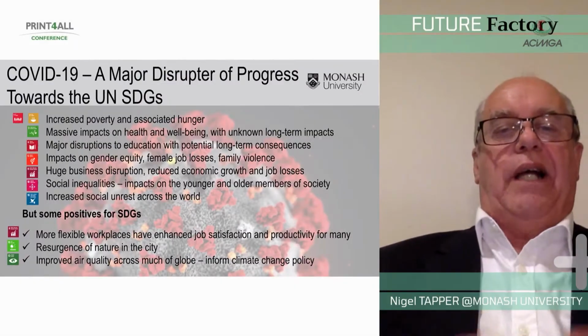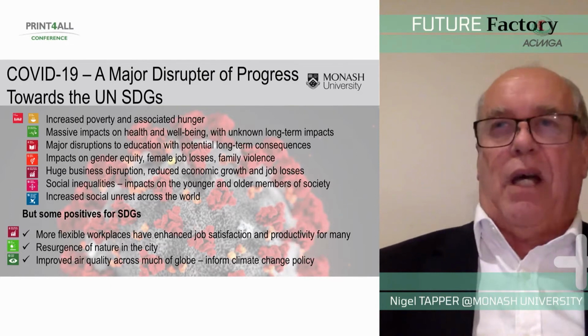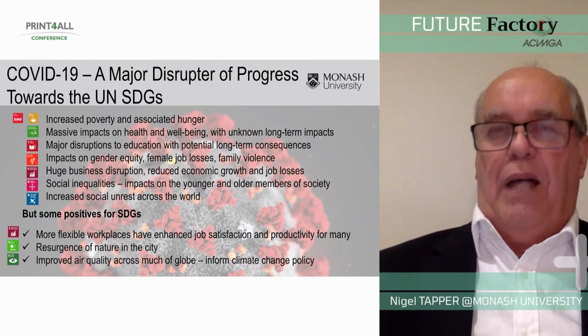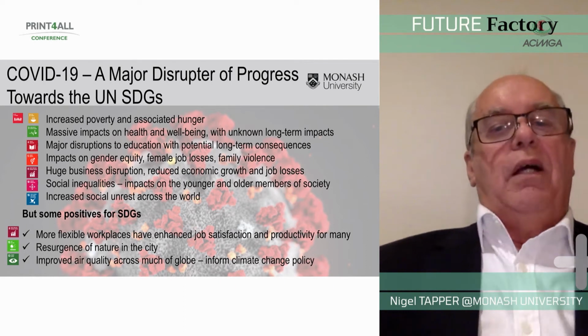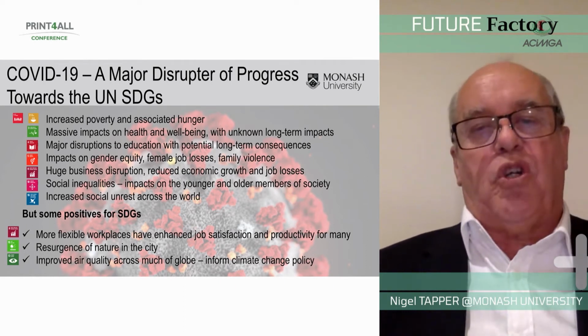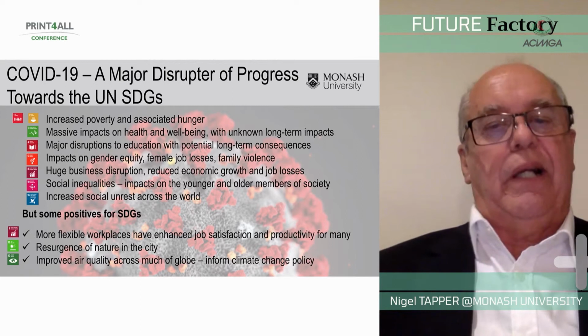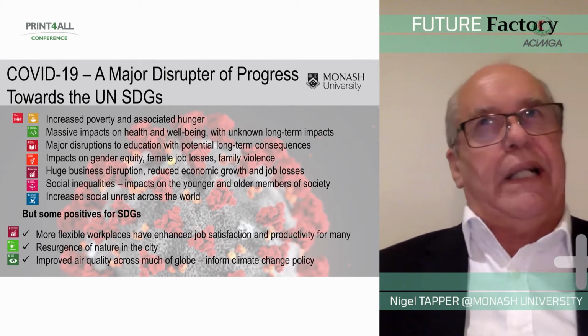Yes, and we were very lucky in Australia in the sense that we were nowhere near as badly impacted. However, we seem to be having a second wave, and we've started shutting down things again. So people are a bit nervous. So things like family violence, job losses amongst females are particularly important. Business disruption, reduced economic growth and job losses. Social inequalities.